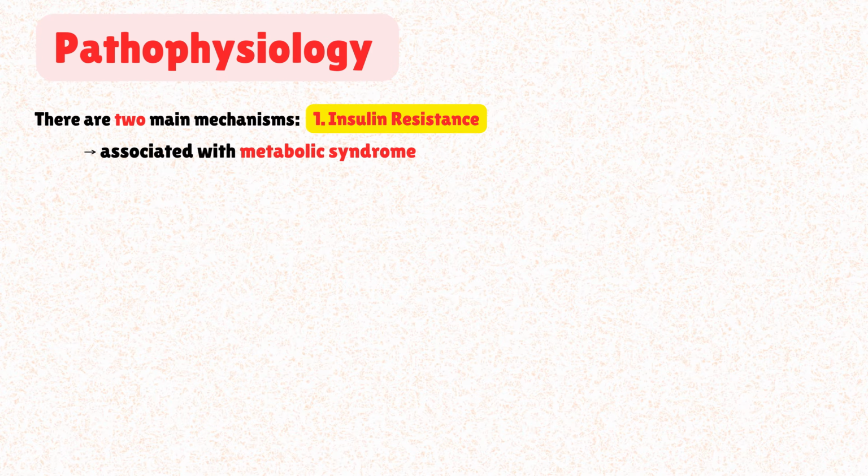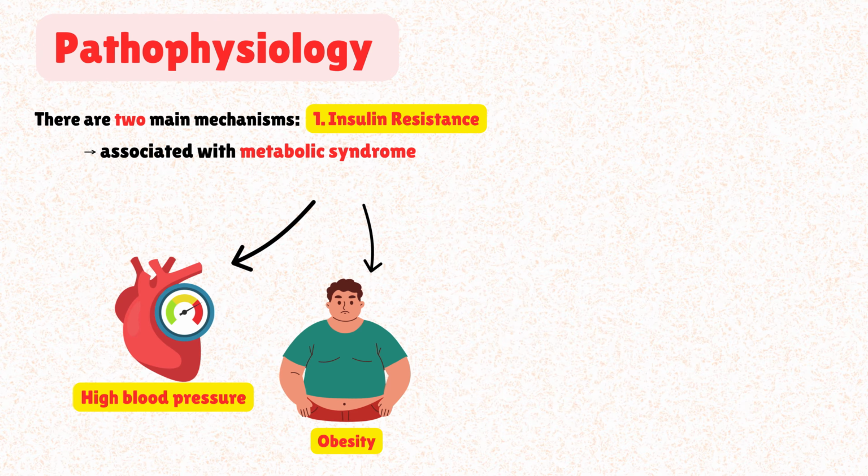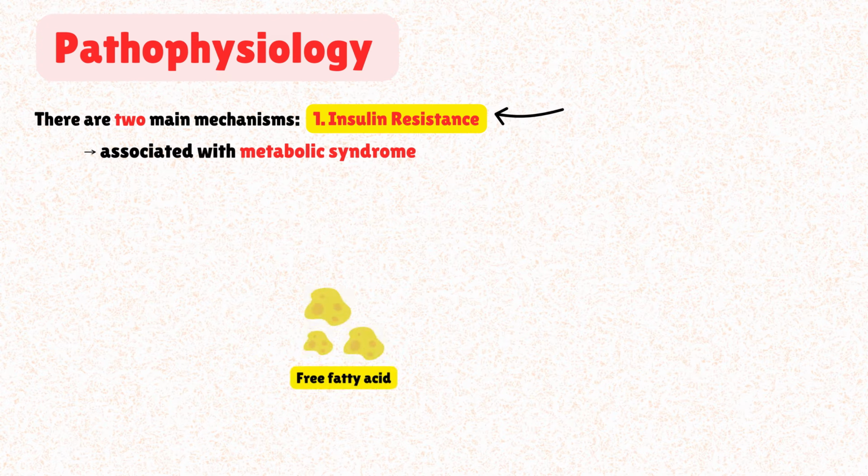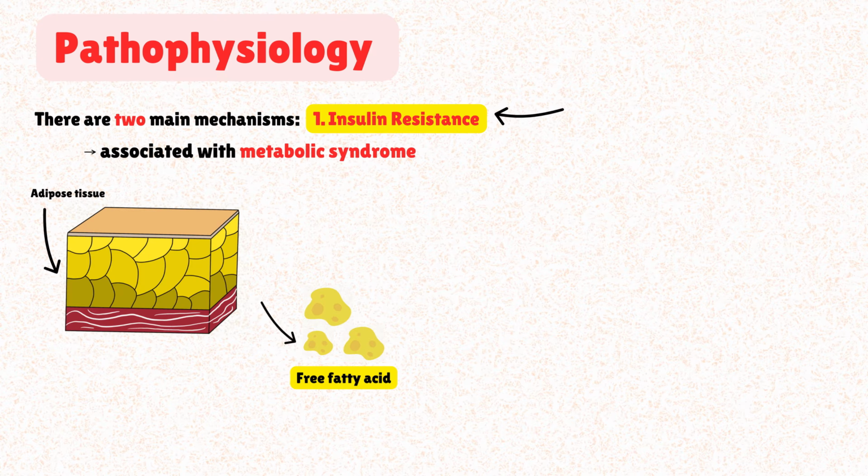Now, pay close attention to what I'm going to say next. Essentially, metabolic syndrome is the combination of high blood pressure, obesity, type 2 diabetes, and dyslipidemia. Therefore, insulin resistance, particularly driven by the presence of metabolic syndrome, especially type 2 diabetes, leads to increased free fatty acid delivery from the adipose tissue.